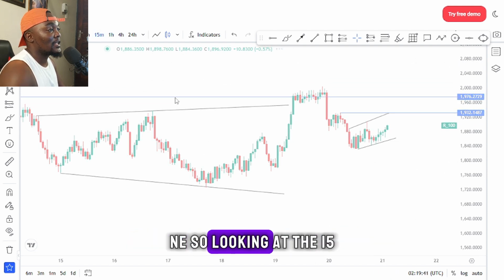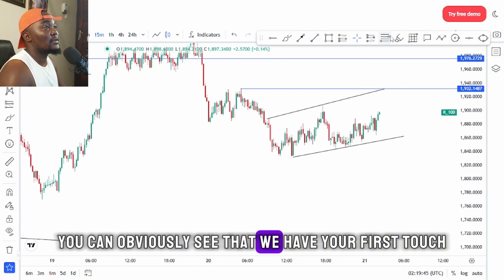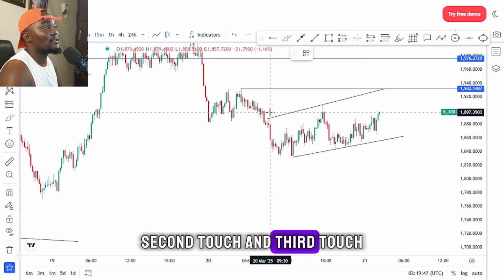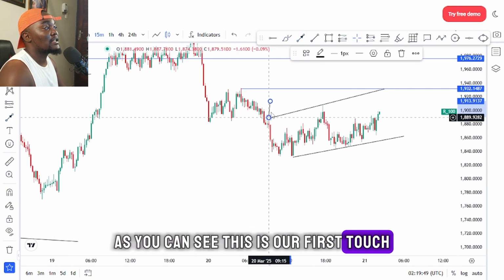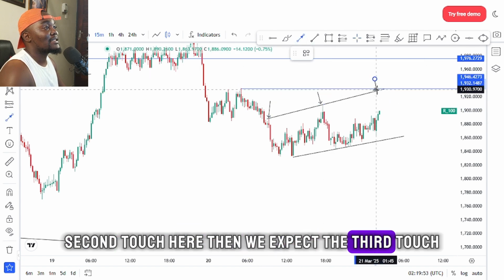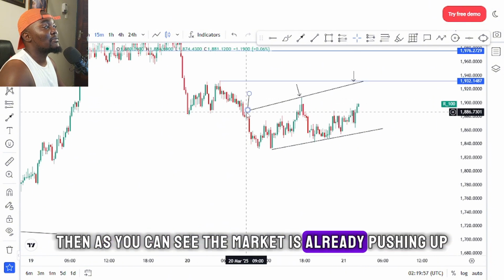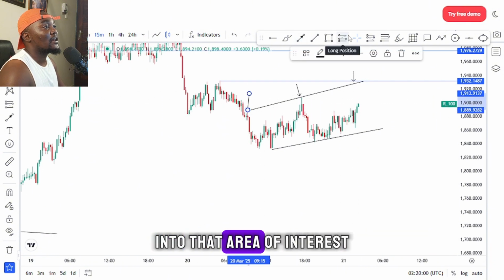Now, looking at the 15, you can obviously see that we have your first touch, second touch, and third touch. As you can see, this is our first touch, second touch here, then we expect the third touch, then that is when I'll be selling, guys. Then as you can see, the market is already pushing up into that area of interest.